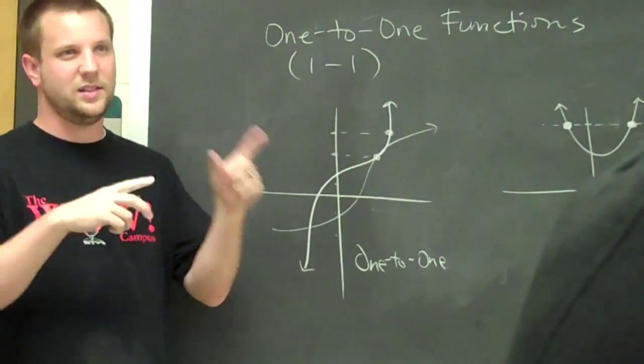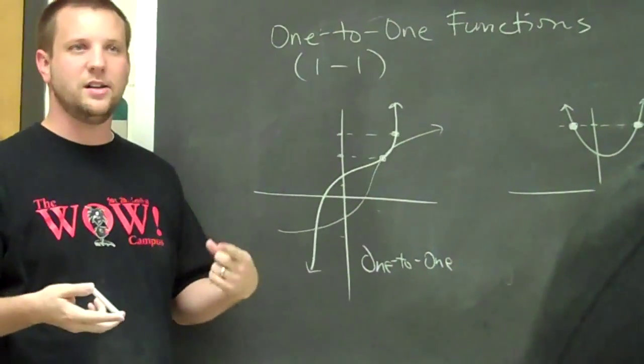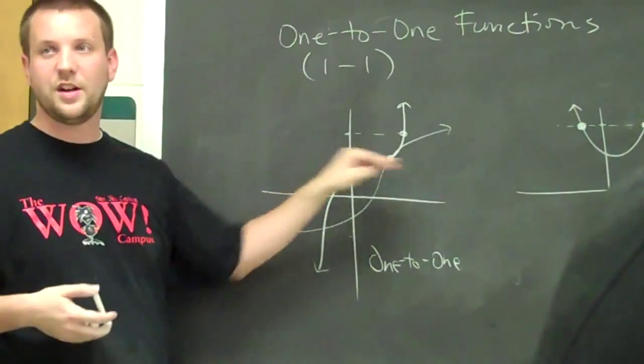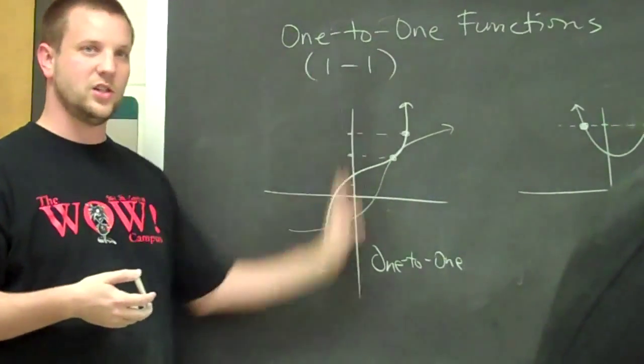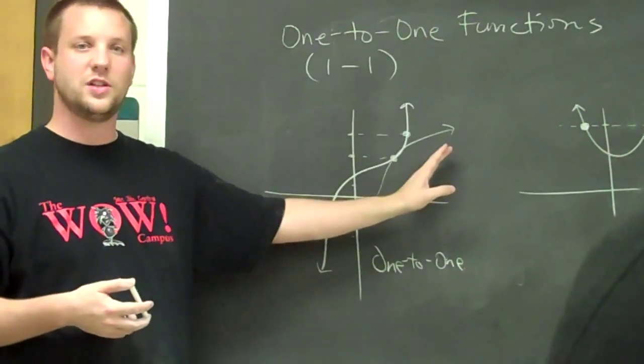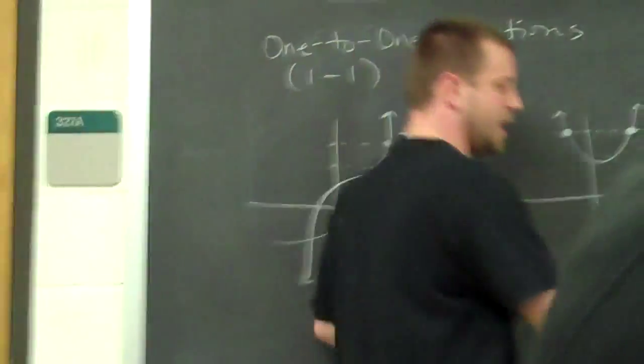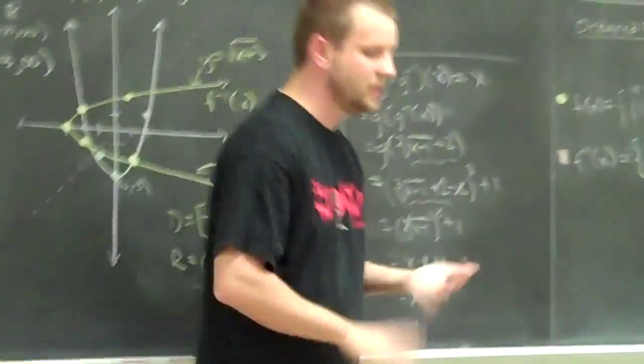Okay? Now there's other things that if you want to we can talk about later, like there's a horizontal line test to determine if it's a one-to-one function, like there's a vertical line test to determine if it is a function, but maybe we'll talk about that the next time we see each other. Okay?